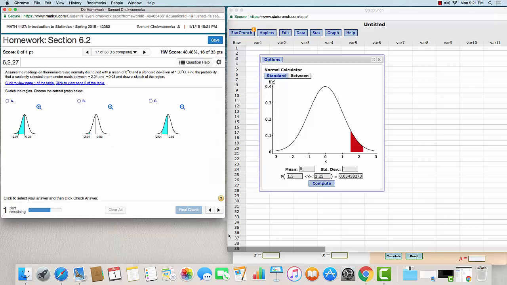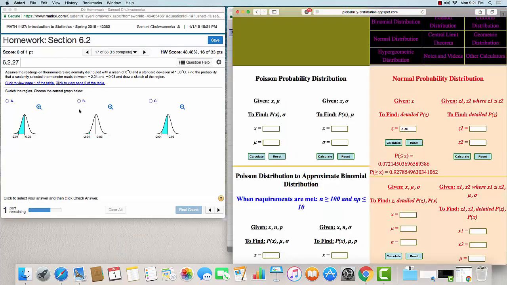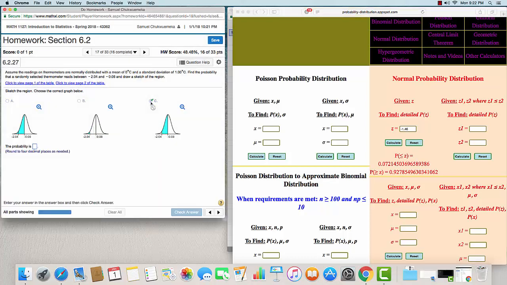Question 17, my turn. Between negative 2.04 and negative 0.08. Now this one is the area to the left of negative 0.08, so no. This one is the area to the left of negative 2.04, so no. And the between one is actually this. Okay, so you check this.